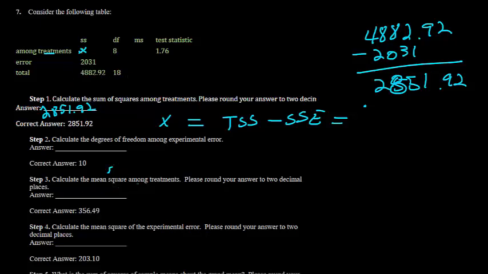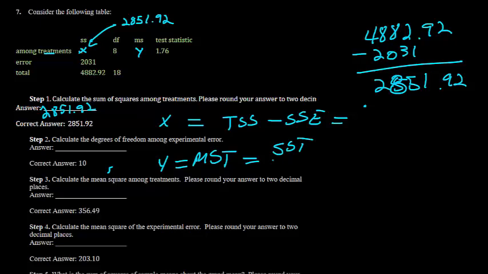Next, calculate the mean square among the treatments. Here's among treatments, here's mean square. Let's call this one y. How can we get this? Well, I have x now, right? So I can go back in here, and this guy is 2851.92. How can I calculate the mean square? If I have these two, I can calculate it. The mean square of the treatment is equal to SST divided by degrees of freedom, right?